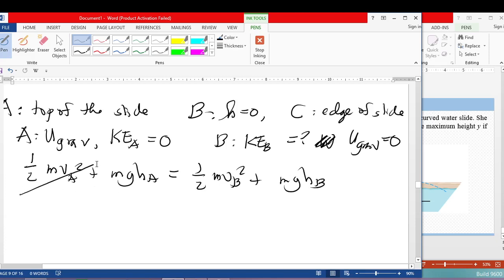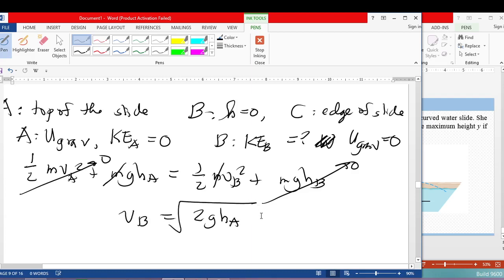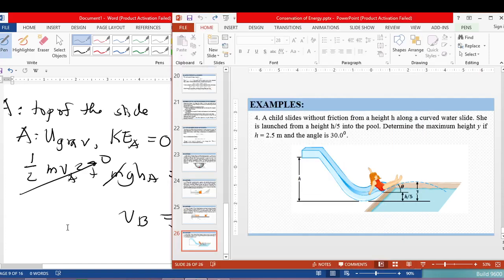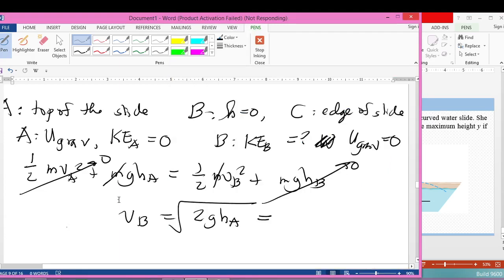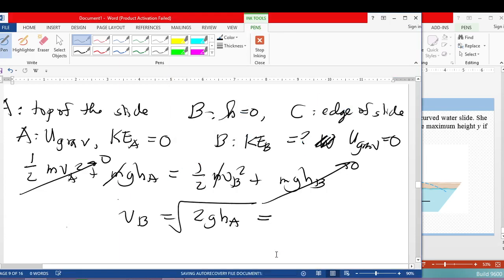So wala siya kinetic energy at point A, wala siya potential energy at point B. So cancel m. So we have to find vb first. So your vb is equal to the square root of 2gha. Then what is ha? So what is the height? The height is 2.5 meters. So we just have to multiply 2, 9.8, then 2.5 meters.